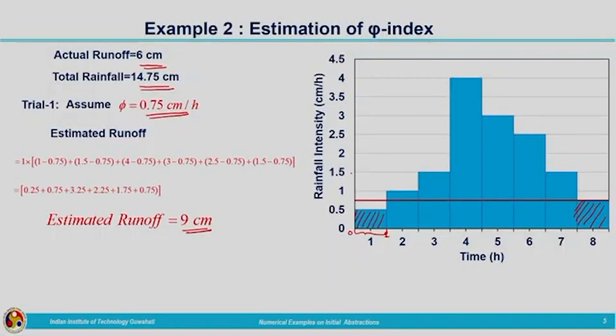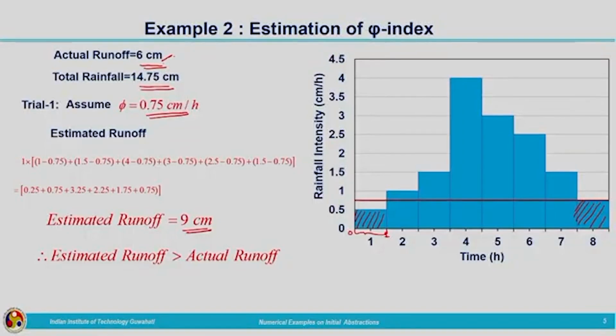Here in this case, we are making an initial guess of the phi index value between 0.5 and 1, or it can be assumed between 1 and 1.5 also. Based on your assumption and the calculated estimated runoff depth, you can change the initial guess. Here, with the phi index value of 0.75 centimeters per hour, our estimated runoff value is 9 centimeters, which is more than the actual runoff. Actual runoff is given as 6 centimeters and estimated is 9 centimeters.